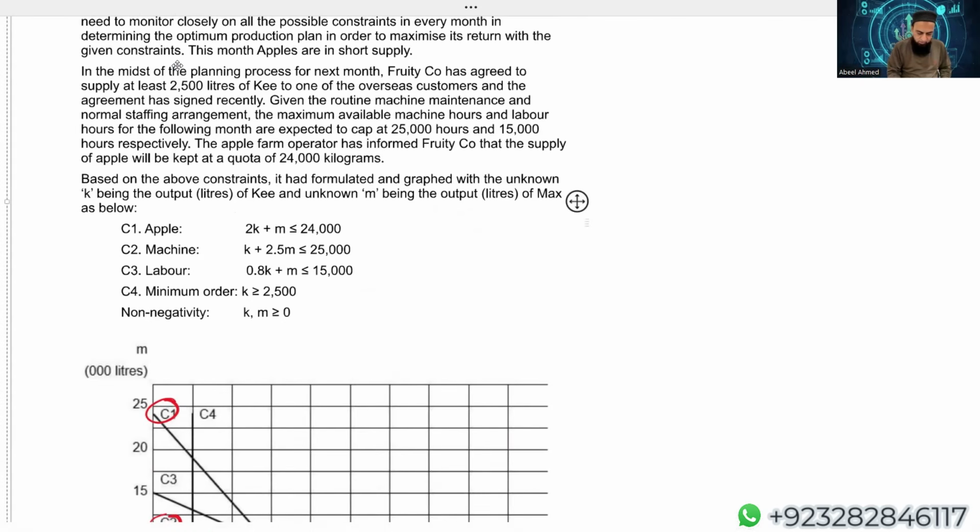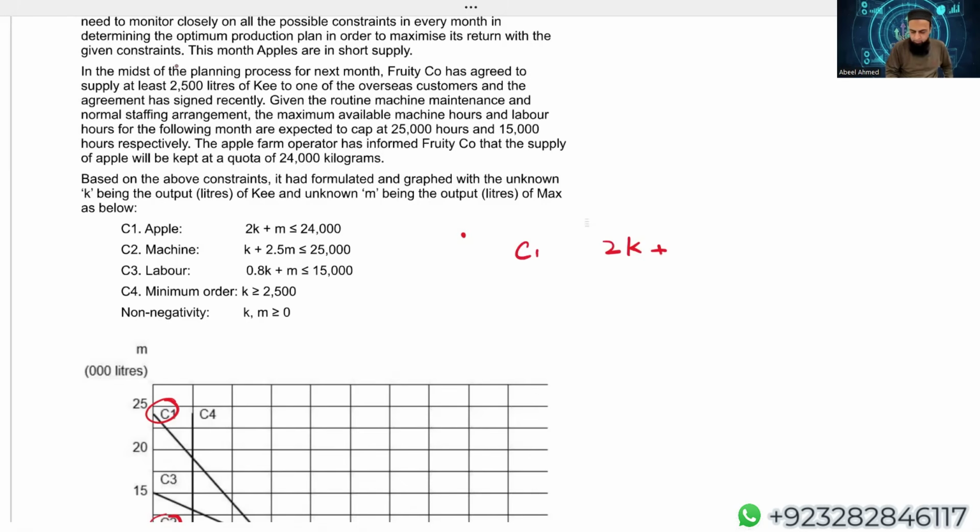2K plus M less than or equal to 24,000, and C2 is K plus 2M. So two lines are intersecting at point C. All we need is first to calculate the maximum production plan. How many maximum units we will be producing of K and M, and then of course we'll go towards the maximum profit.